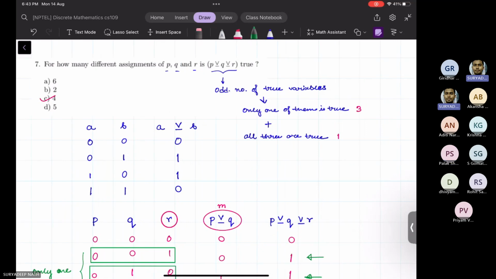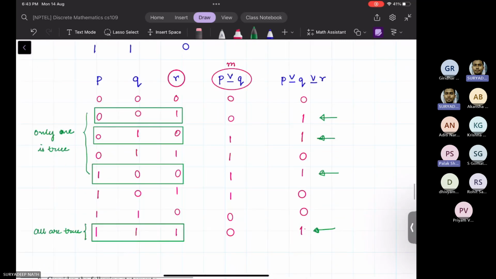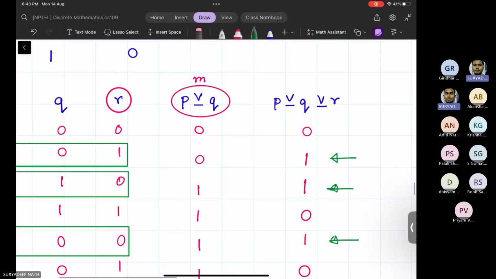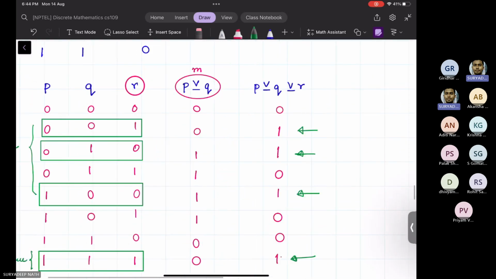So if anyone has a doubt regarding this question, or if they have a different explanation, you can go ahead, or we will proceed on to the next question.